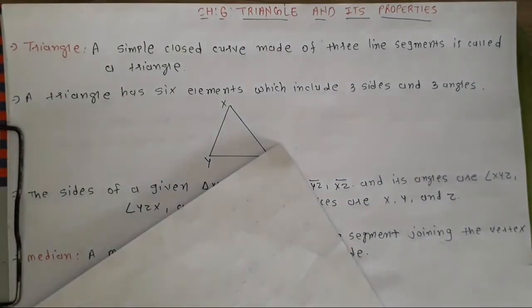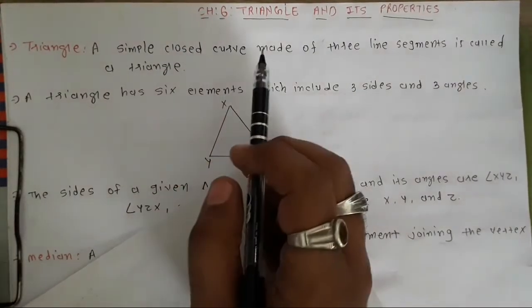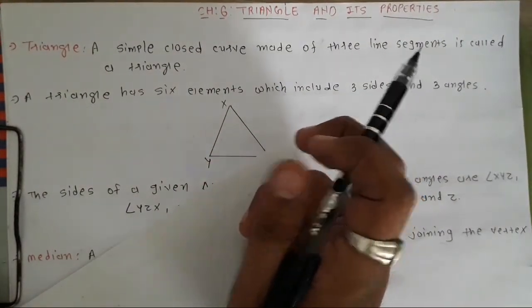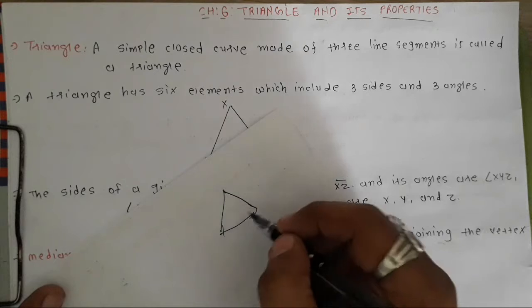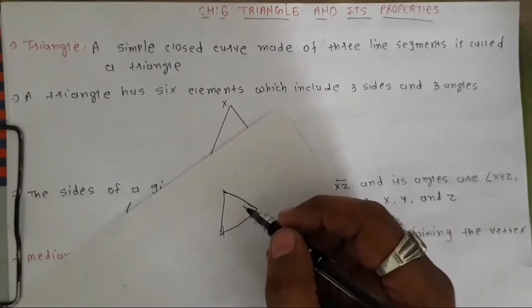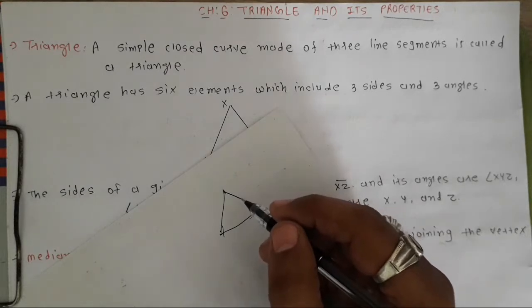Hello students, today in subject mathematics we will start chapter number 6, which is triangle and its properties. Now the first thing is, what is a triangle? A simple closed curve made of three line segments is called a triangle. Now a triangle has six elements, which include three sides and three angles.